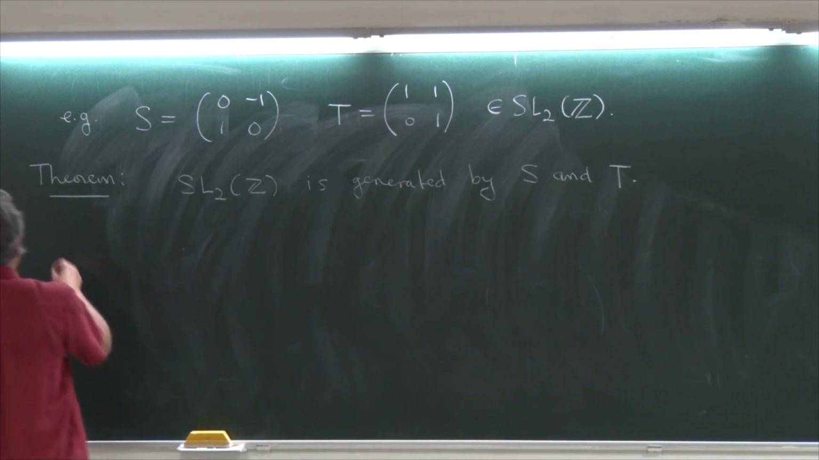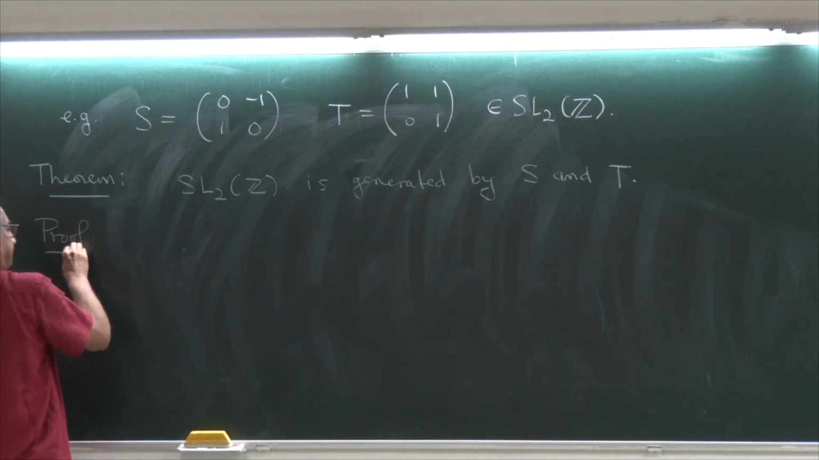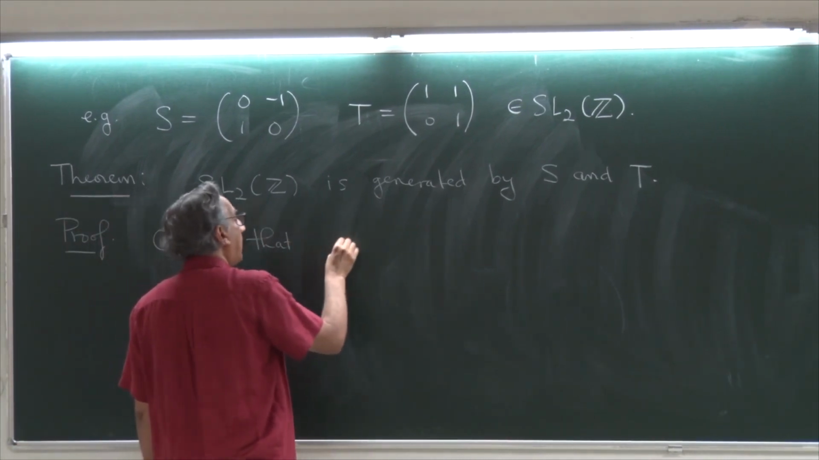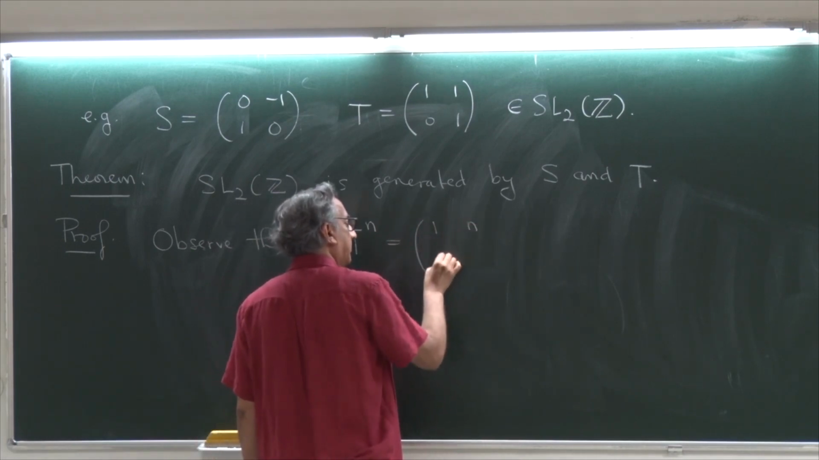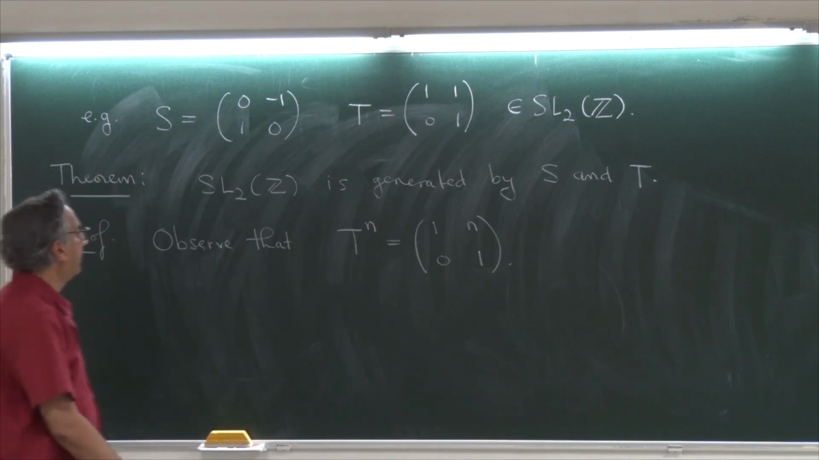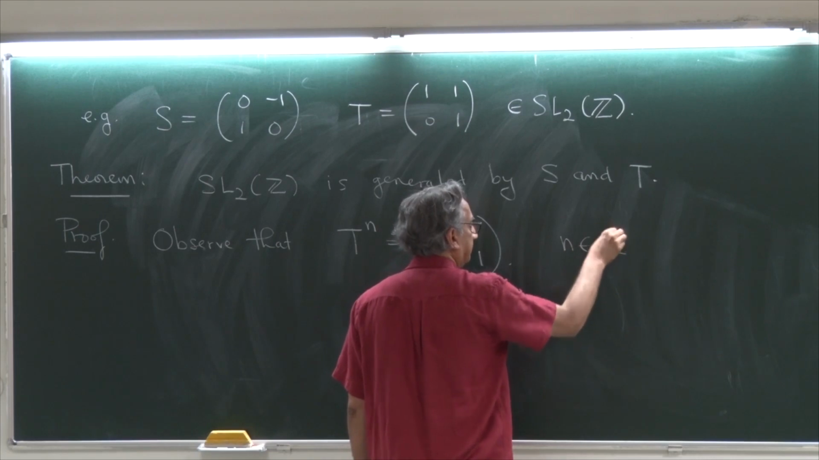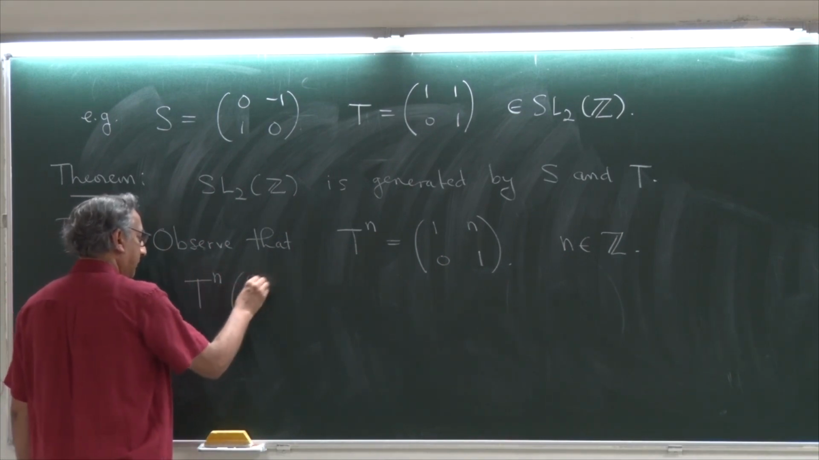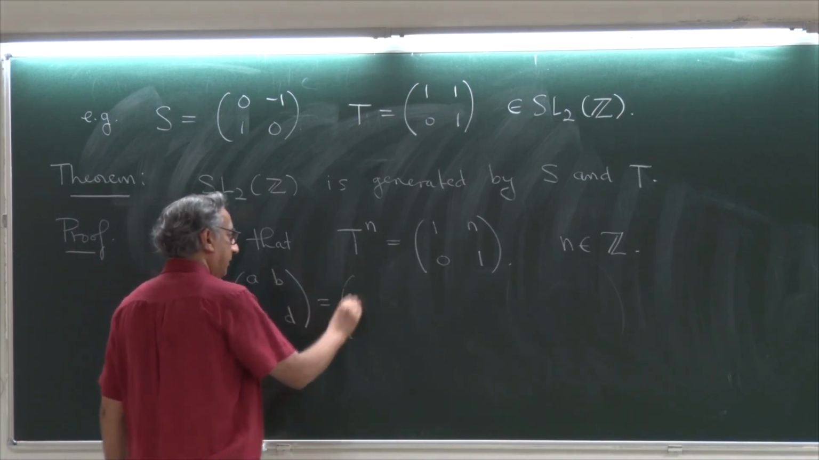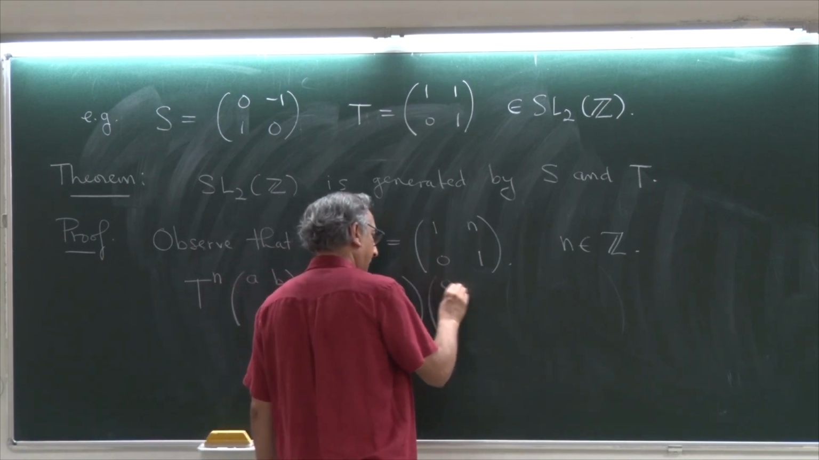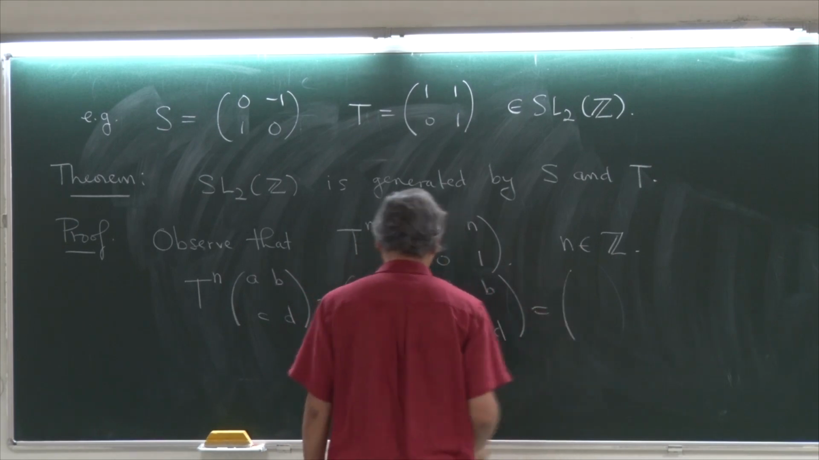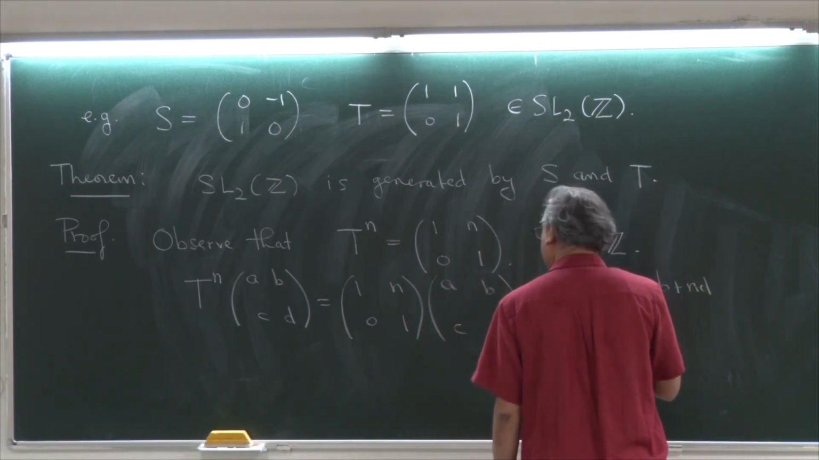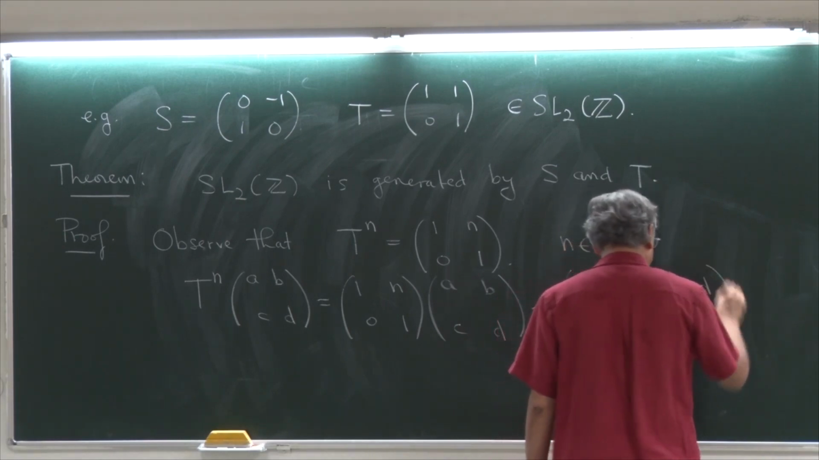So how do you prove this? Well, observe that the nth power of T is simply 1, n, 0, 1, for any n in Z. And notice that T to the n multiplied with the matrix A, B, C, D is simply 1, n, 0, 1 times A, B, C, D. If you multiply this out, you will get A plus nC, B plus nD, C and D. So you get something like this.